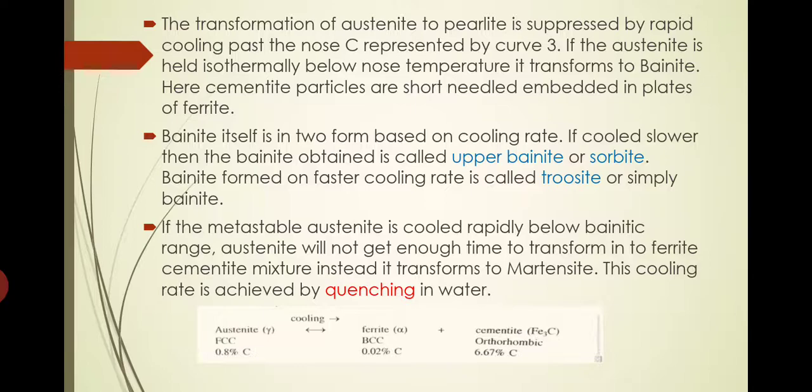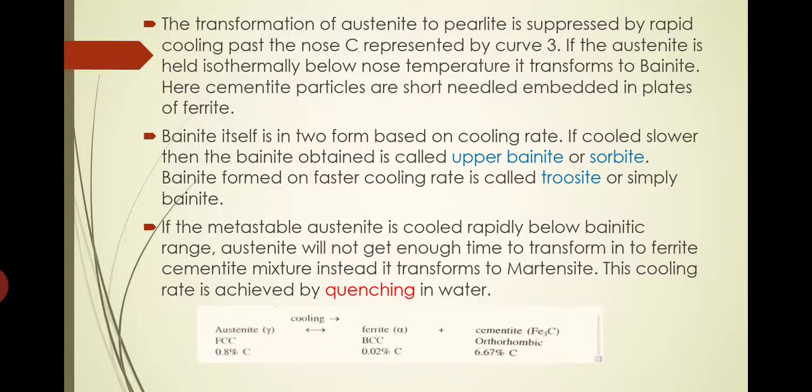We are not allowing the austenite to completely transform into the pearlite, or the time for that complete transformation we are not providing. We are quickly cooling it down. So in that case, if the austenite is held isothermally below the nose temperature, it transforms to bainite. Then the structure we will obtain is known as bainite.